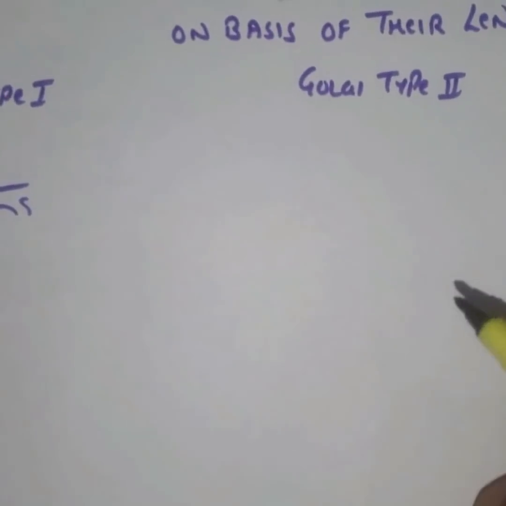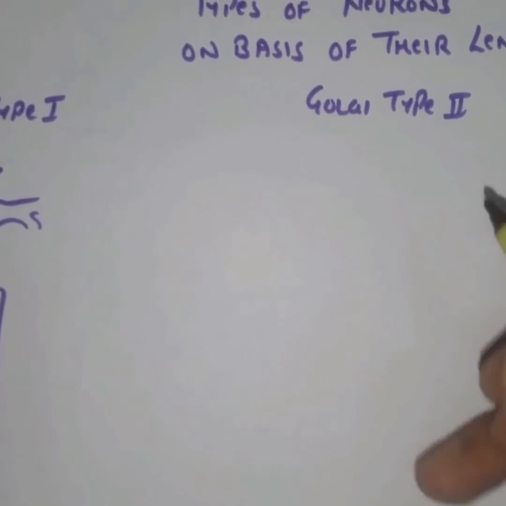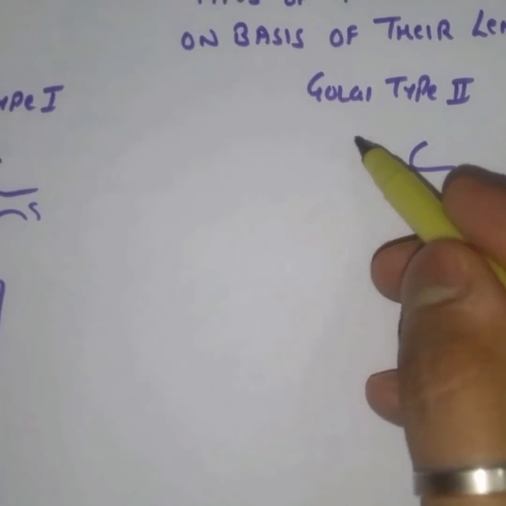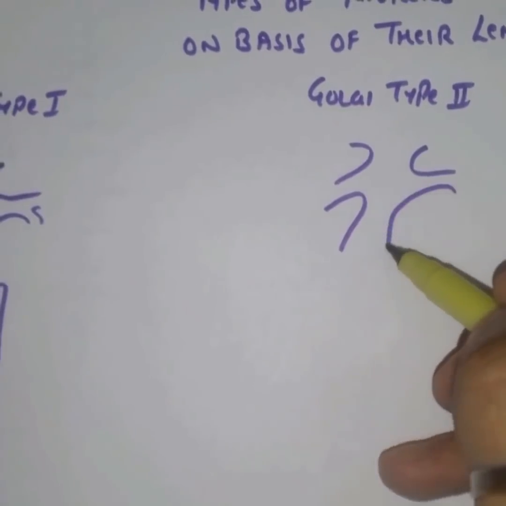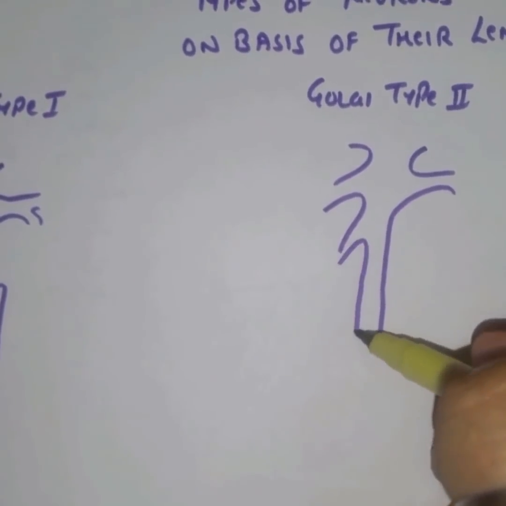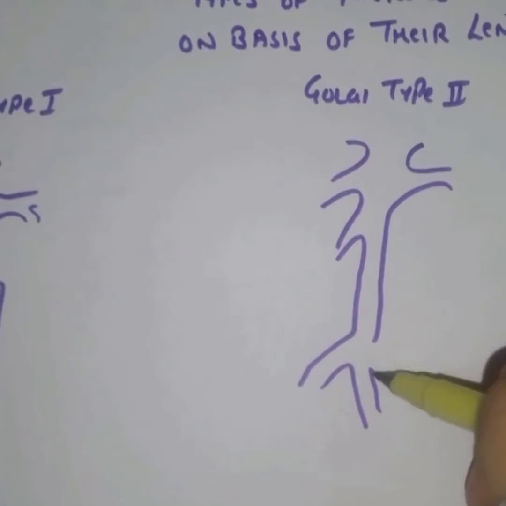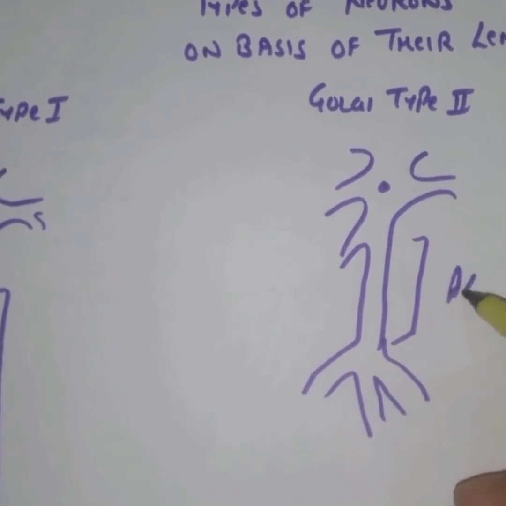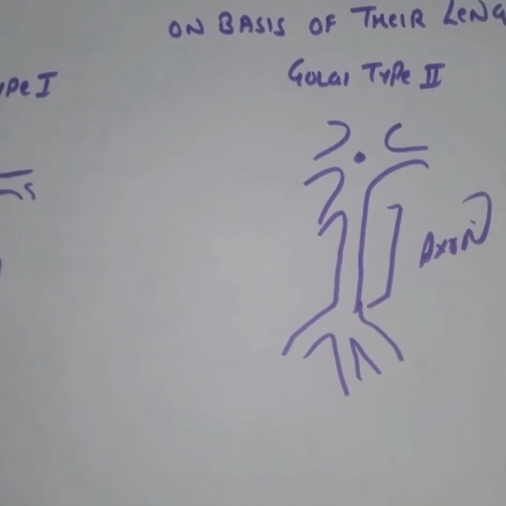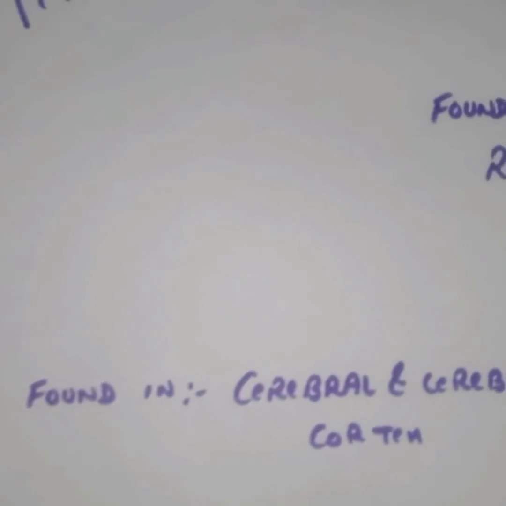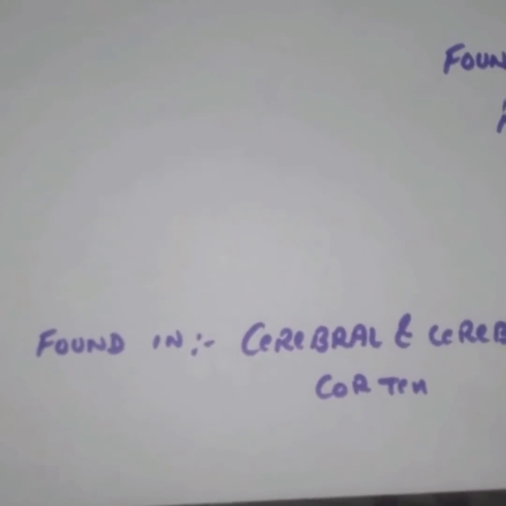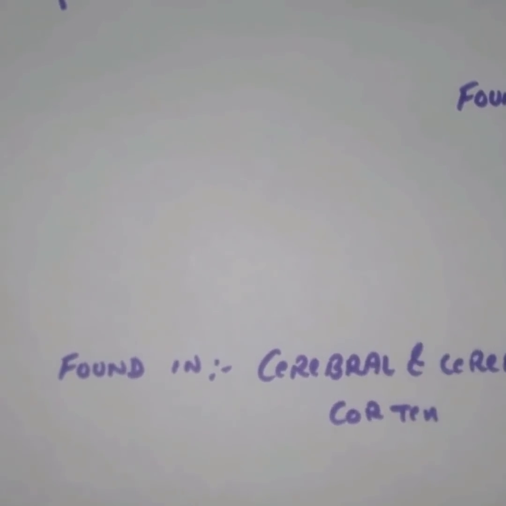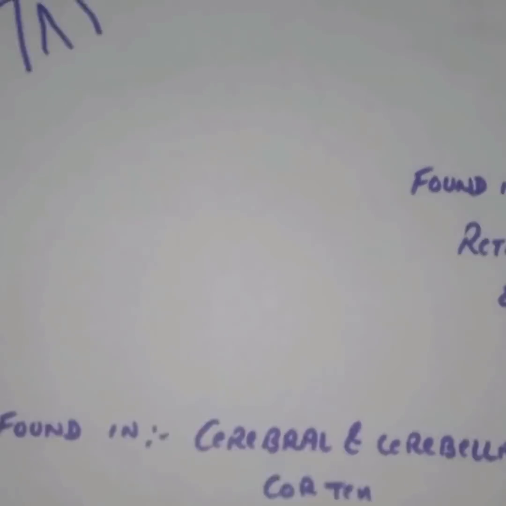Now coming to Golgi type 2 neurons. In this type of neuron, mainly the axon is very short. The neurons have a very short axon and a normal amount of dendrites. A very short axon. So where are these types of neurons found? These are found in the cerebral and the cerebellar cortex, meaning the cortex of the cerebrum and the cerebellum.